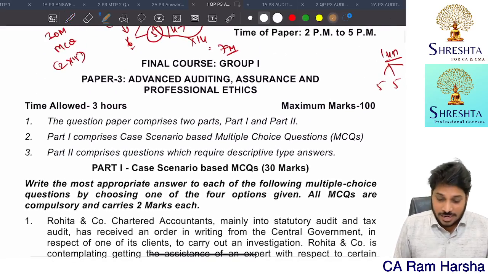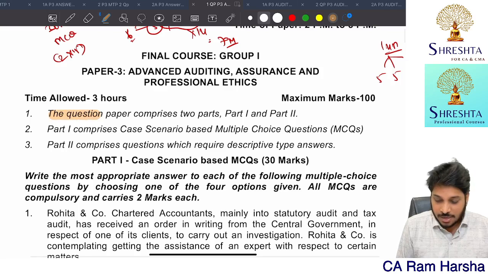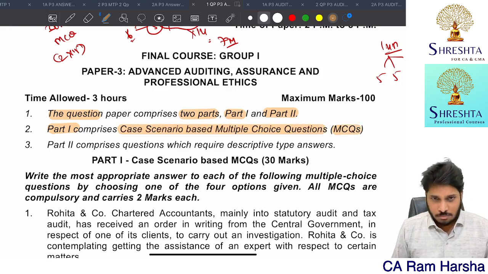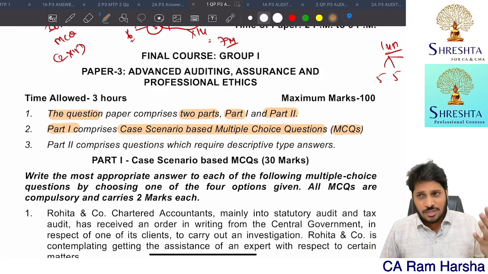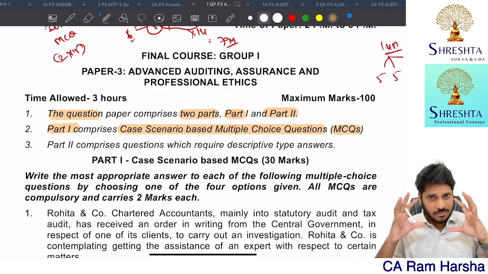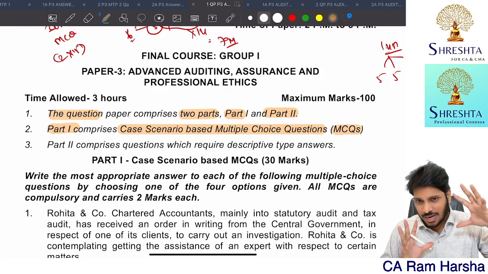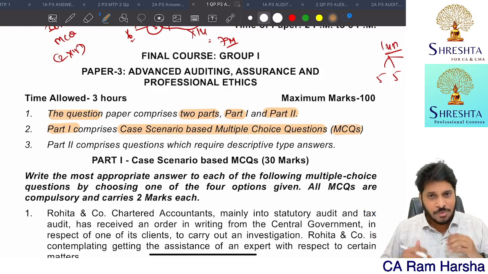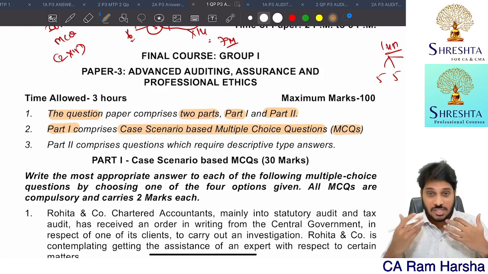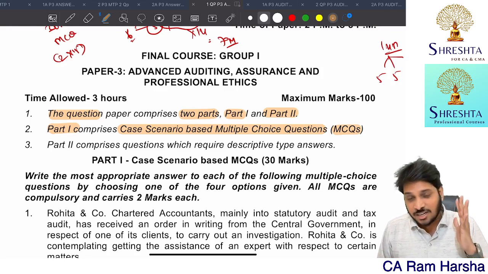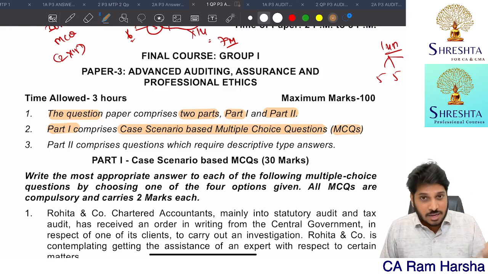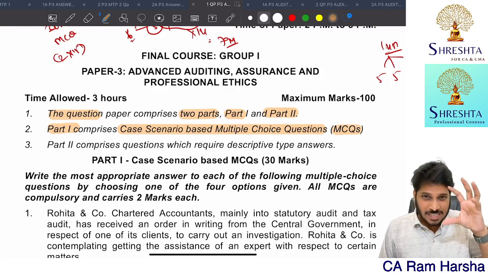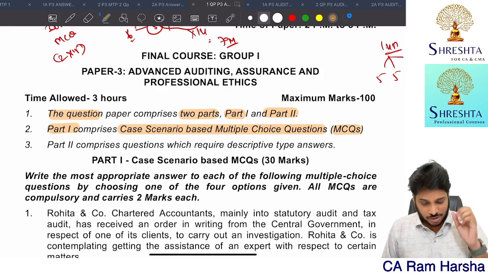So always read the instructions. The question paper comprises 2 parts, part 1 and part 2. Part 1 comprises case scenario based MCQs, completely case scenario based. Don't think that it's too lengthy also. Even normal MCQs, they'll give you some practical scenario, based on which you need to select the option. That's why it's called case scenario. Nowadays, standard MCQs as such they are not asking. Earlier, we had standard MCQs where a little discussion is there at the beginning, an introduction.